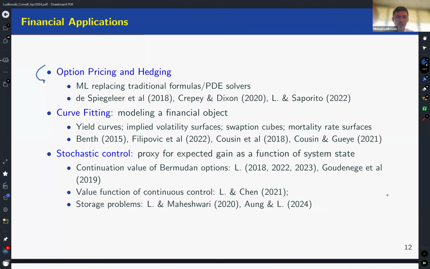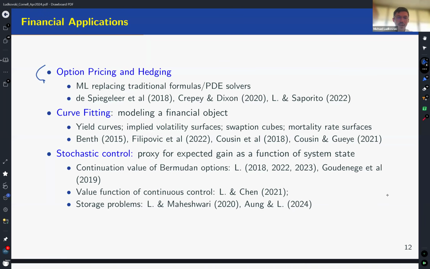PDE, for example. But if I have something more sophisticated, I have to move beyond that, or maybe it gets too slow. And so you want to have a statistical representation of the same mapping from inputs, which may be, for example, option characteristics, let's say strike, maturity, and so forth, into the prices and corresponding Greeks. I think the first paper was by Spiegler, Dilip Madan, Skutins, and I forget one more person. This was in 2018. There was a well-received paper by Stefan Crepey and Matthew Dixon, 2020. And then I'll be talking in a minute about our work with Yuri. So that's the first application.